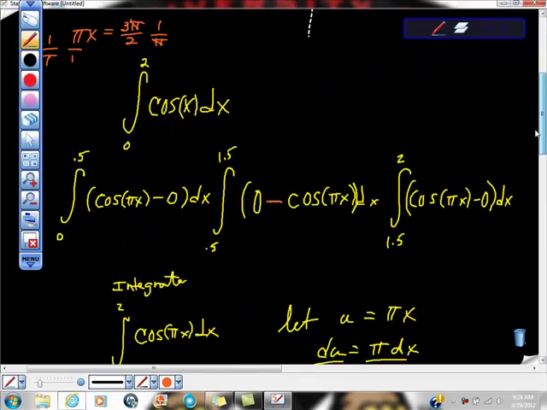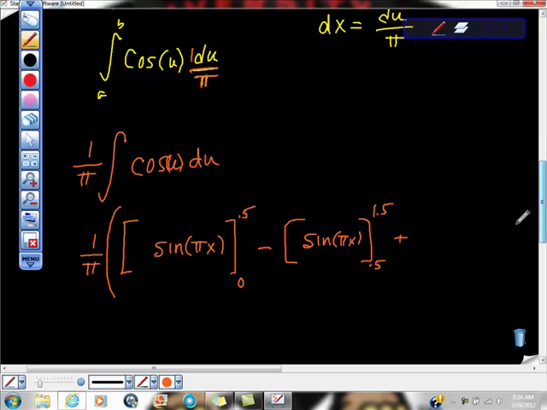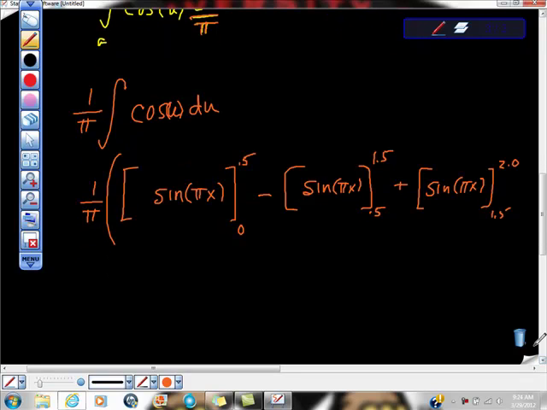Plus, and then we're going to go to this last piece right here, and that's all over the x-axis, isn't it? So plus sine of pi x from 1.5 to, of course, 2. From there, we would use FTC, the fundamental theorem of calculus, and as we apply it, it would break out and look like this.